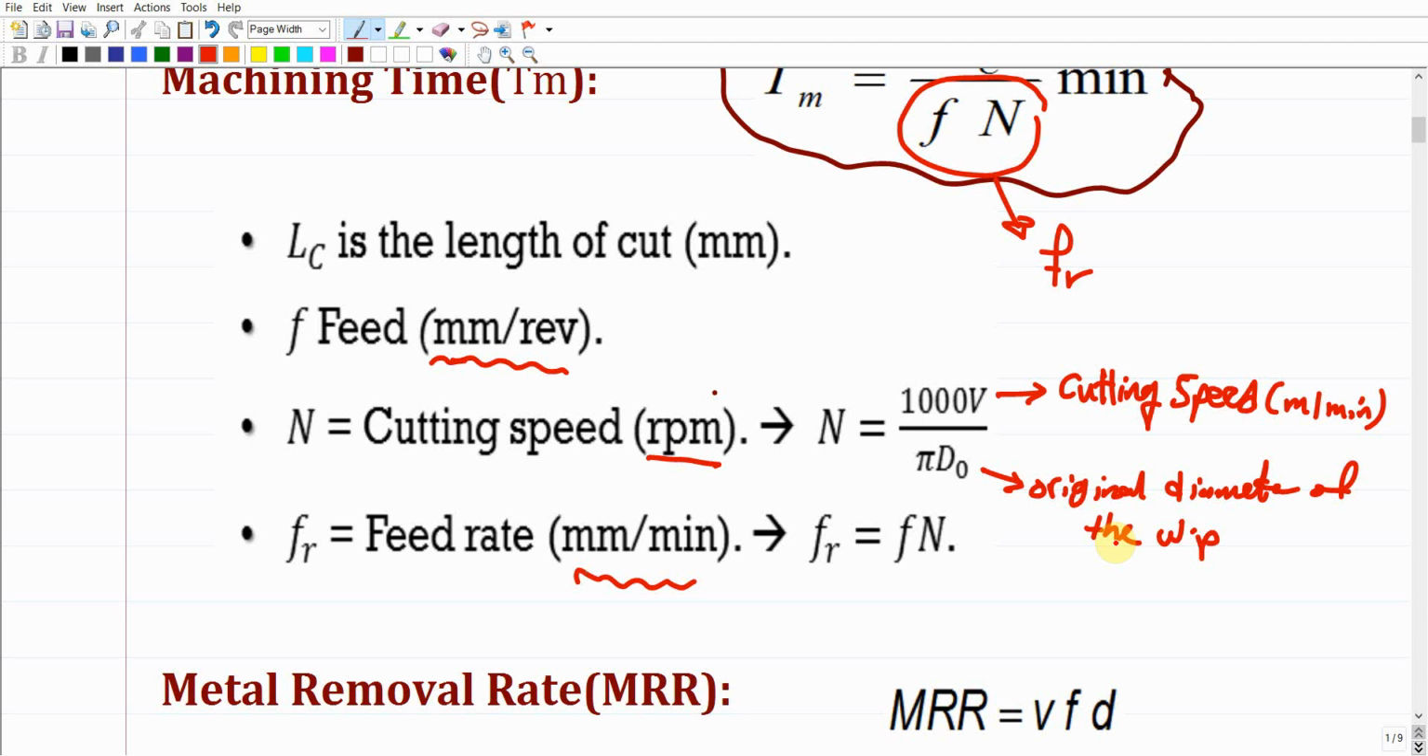So the problem will be given to you in this form. We have a work part that we would like to decrease its diameter from, let's say, 100 millimeter to 90 millimeter. So D0 will be 100 millimeter, and you plug it here.